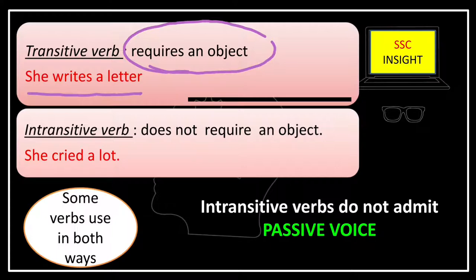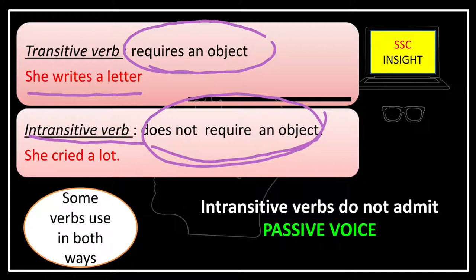But in case of intransitive verbs, they don't require any object. If I say she cried a lot, it is a complete sentence. It doesn't need any object. But without an object, passive voice cannot be formed. So hence, we can say that intransitive verbs do not admit passive voice.